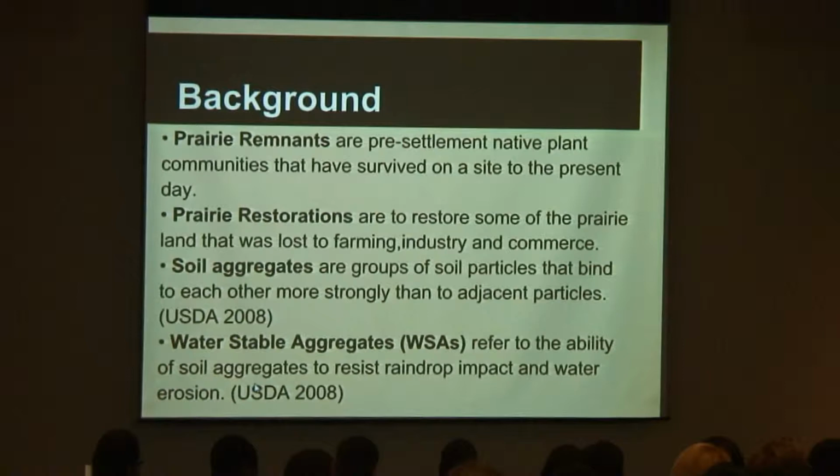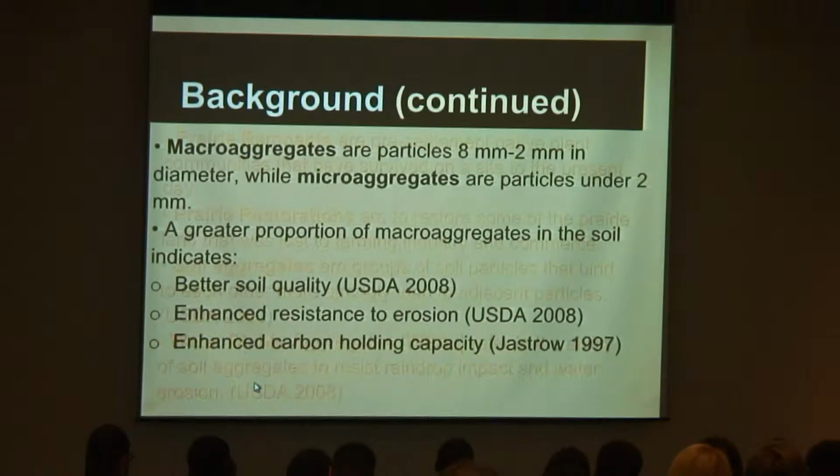Soil aggregates are just soil particles that bind together, and water-stable aggregates are just resistant to raindrop impact and water erosion. Macro aggregates are particles that vary from 250 micrometers to 2 millimeters in diameter, while micro aggregates are particles under 250 micrometers. And also a side note, a greater portion of macro aggregates in soil indicates better soil quality and hence resistance to erosion and enhanced carbon holding capacity.